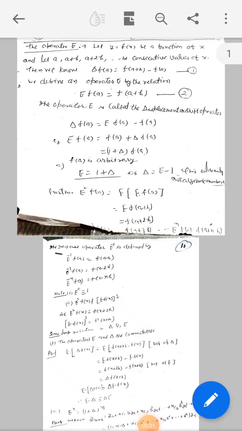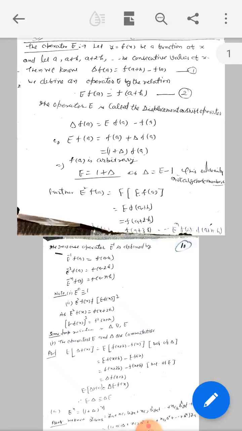In the previous video, we discussed the forward difference and backward difference operators. Now we define an operator E. What is the operator E? We can define it as follows: let y = f(x) be a function of x, and let a, a + h, a + 2h be the consecutive values of x.